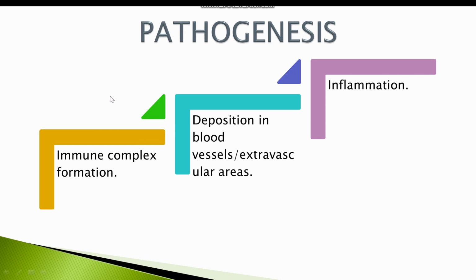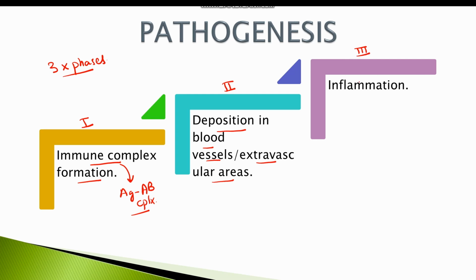So coming on towards the pathogenesis, type 3 hypersensitivity reaction is composed of three phases. Phase 1 is the formation of immune complexes which are also known as antigen antibody complexes. Phase 2 is the deposition of these immune complexes in blood vessels or extravascular spaces. And phase 3 is recruitment of inflammatory cells to the site of antigen antibody complex deposition and tissue injury resulting in inflammation.